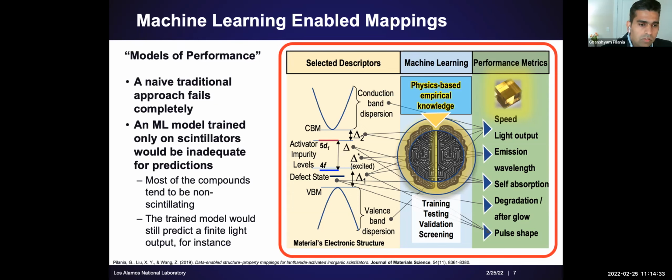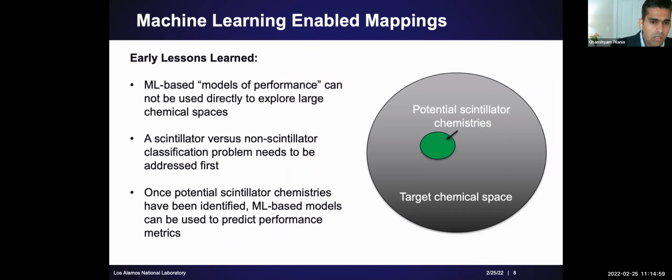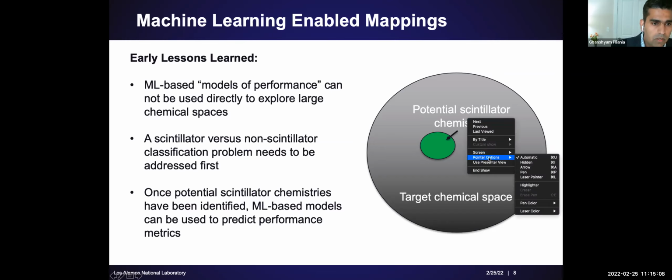And so when you use such a model, it will spit out something, but in case of non-scintillators, those numbers are going to be meaningless. And in fact, the vast majority of the new compounds are going to be non-scintillators. This type of approach is not going to work. In other words, these models of performance cannot be applied directly to large chemical spaces. One needs to first address a scintillator versus non-scintillator classification problem, and only after we have separated all the scintillators from non-scintillators, these models of performance can be applied to scintillators.